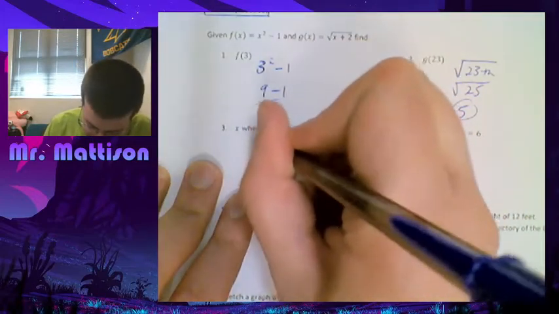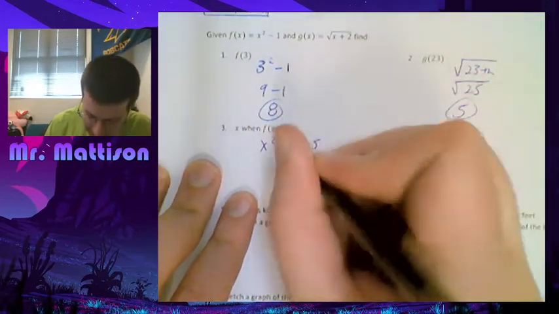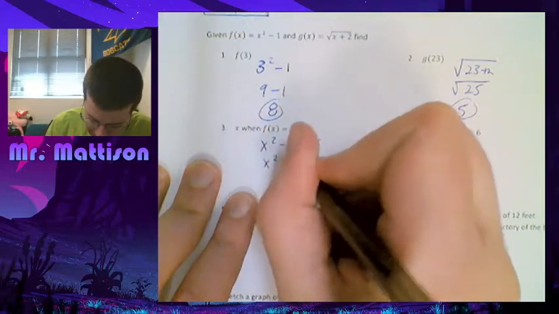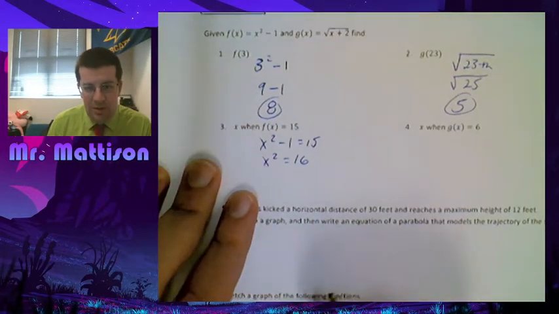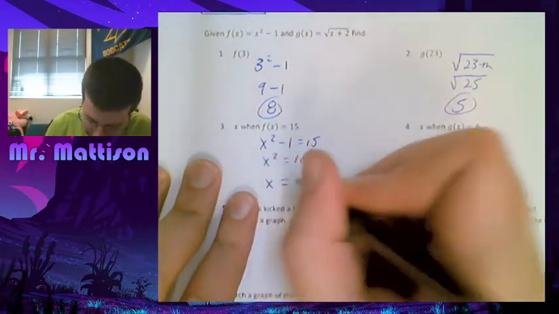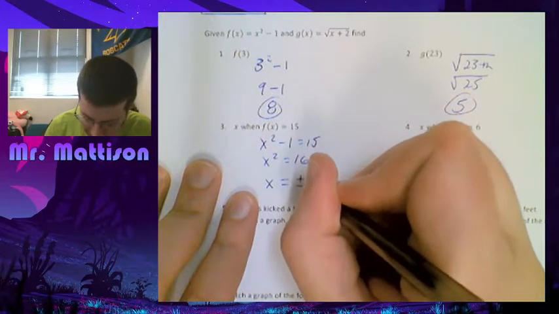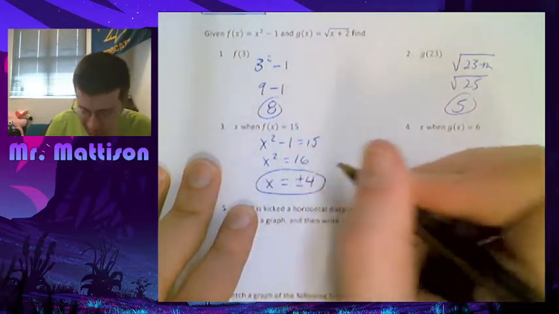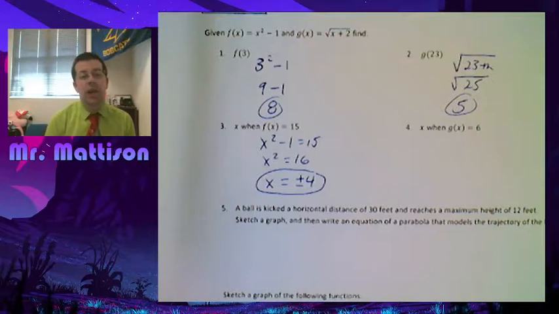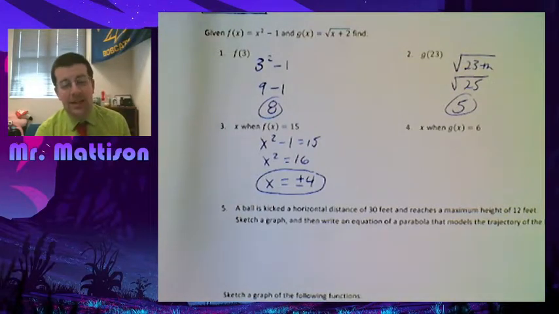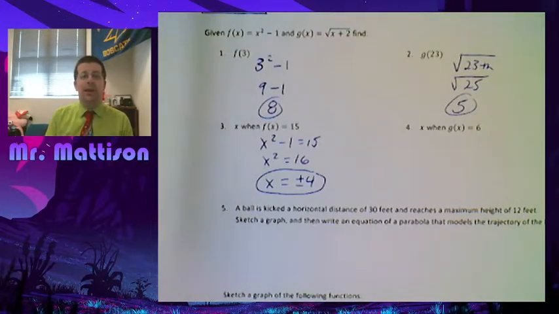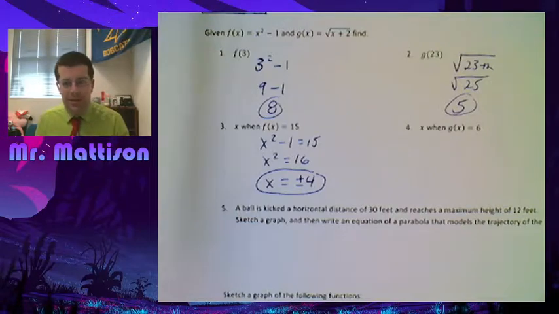So that's x squared minus 1 equals 15. And add over the 1, I get x squared equals 16. I'm then going to square root both sides. And I get x is equal to plus or minus the 4. And the big thing that people always miss here is that plus or minus. Whenever you are square rooting both sides of any equation, you need that plus or minus, or you're only giving half of the answers there.